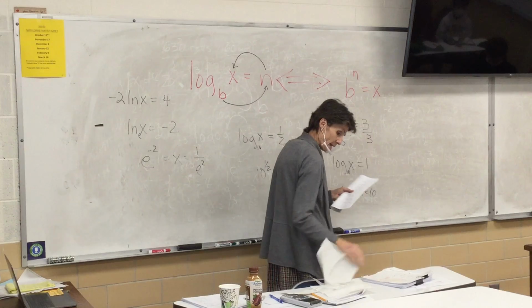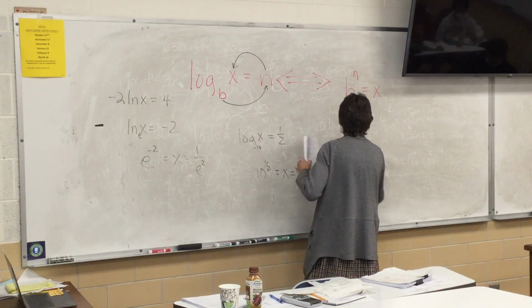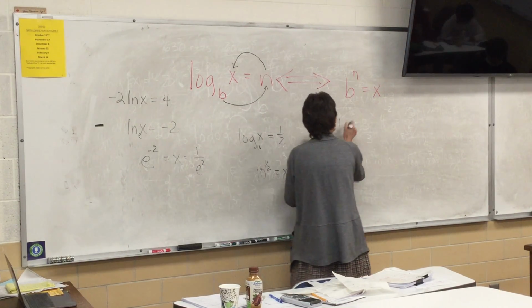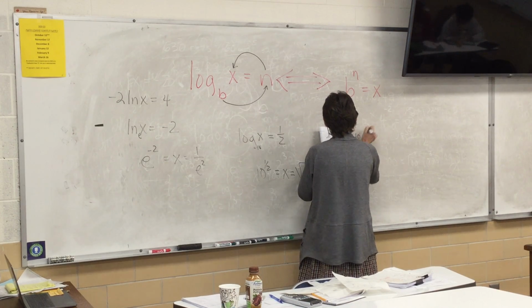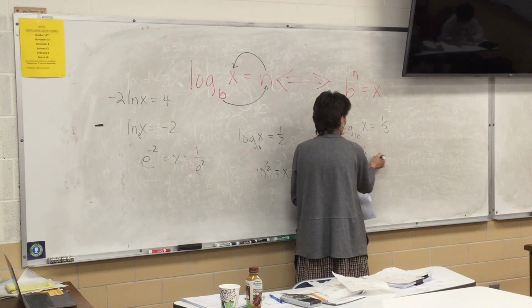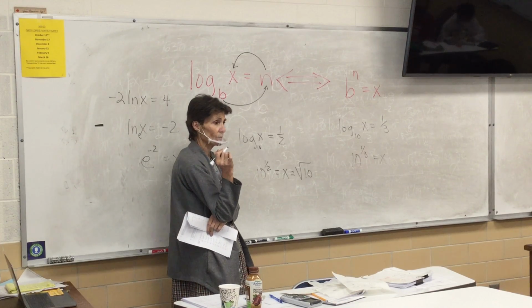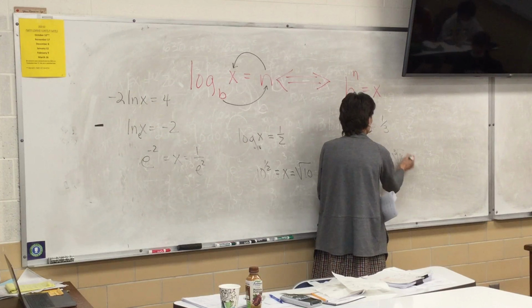All right, what about I? 10 to the 1/3 equals x. What's another way of writing 10 to the 1/3? Cube root of 10. Perfect.